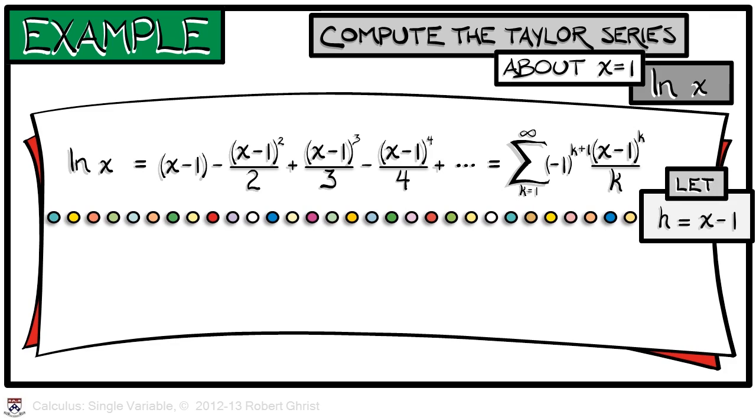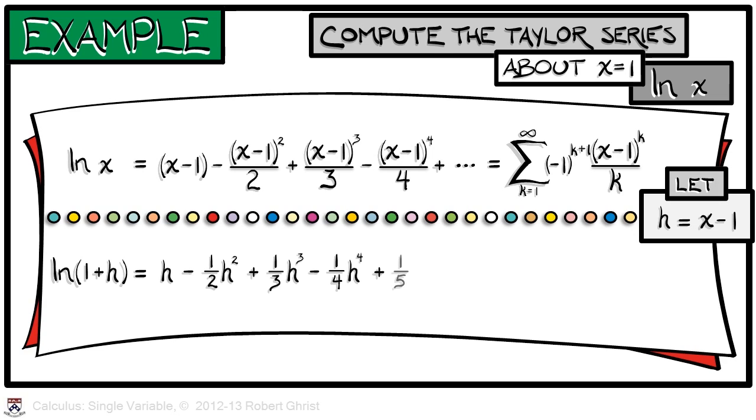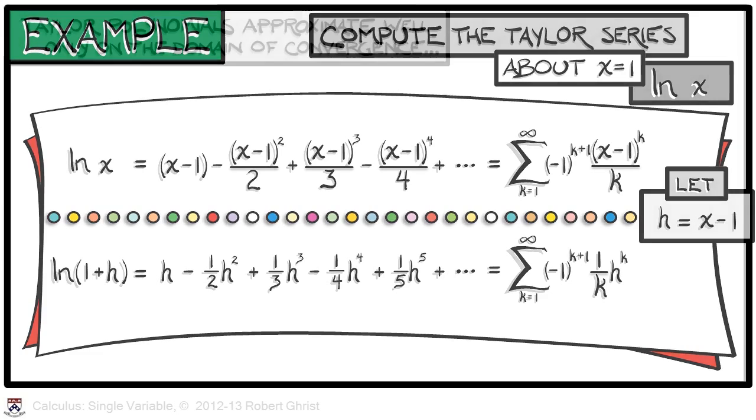Indeed, if we let h be x minus 1, then we obtain the very familiar series log of 1 plus h equals the sum, k goes from 1 to infinity, of negative 1 to the k plus 1, h to the k over k. We've seen that before with an x instead of an h, but it works the same.